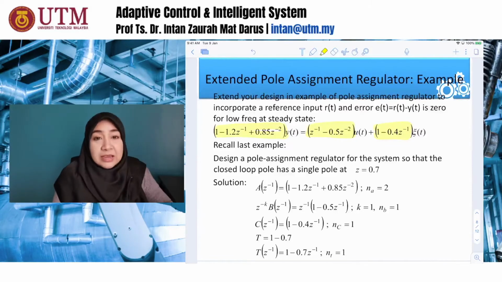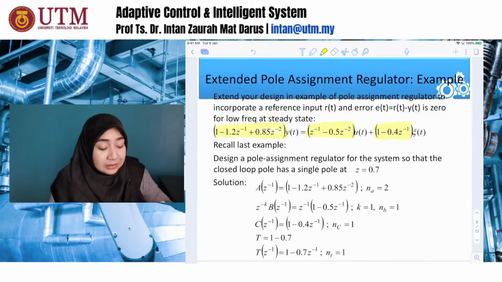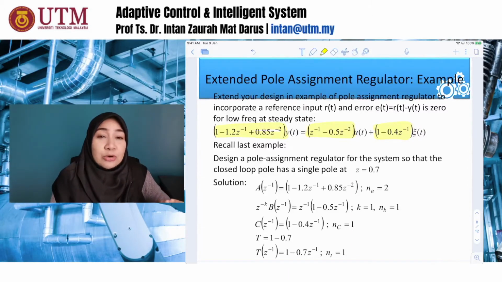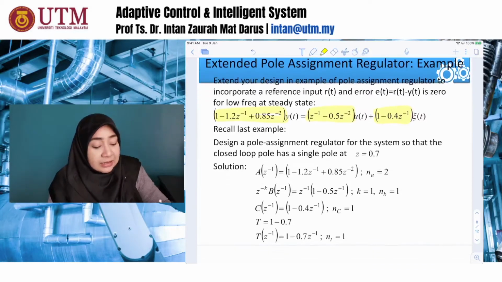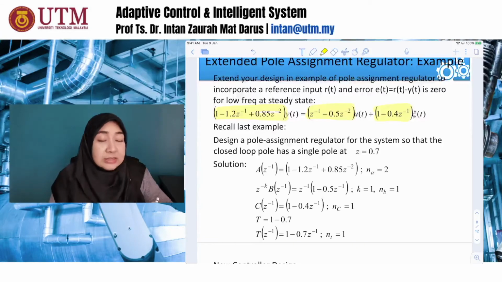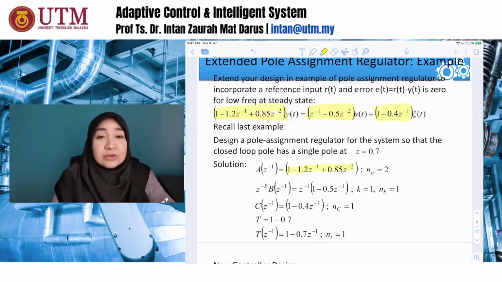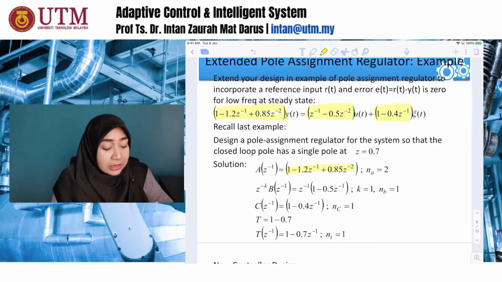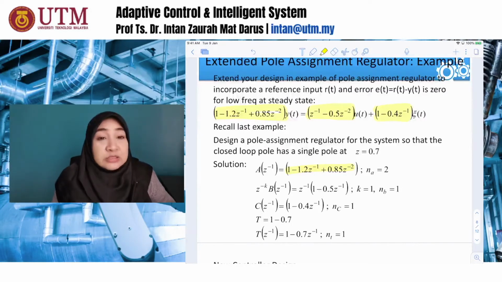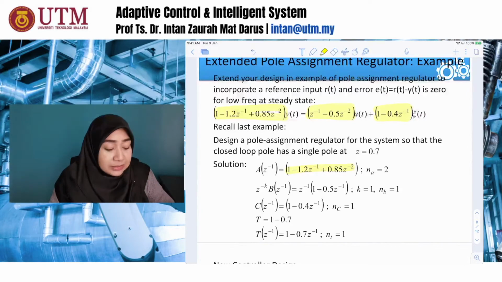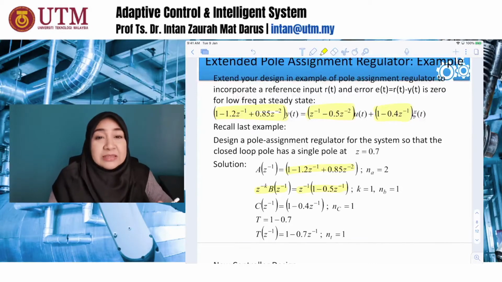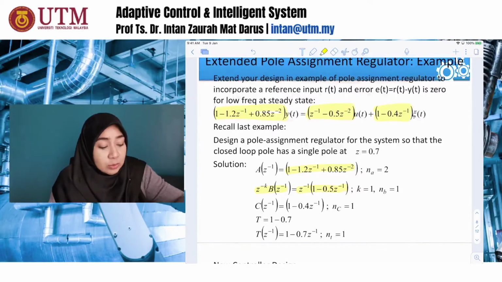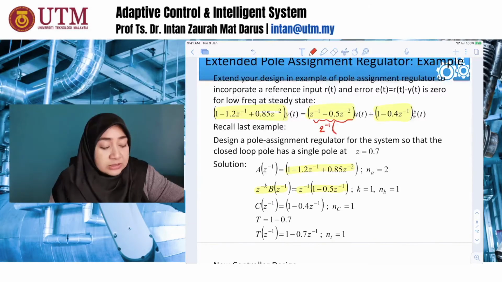When you design the pole assignment regulator, you need to first find the model orders of A, B, and C. For our system, this is your polynomial A, with the highest order, so the model order is 2. For the second part, z^-1 minus 0.5 z^-2 is your z^-k B. If I factorize it by z^-1, the remaining becomes 1 minus 0.5 z^-1.